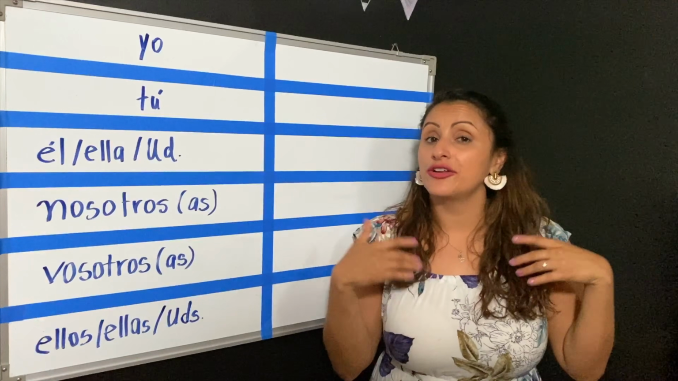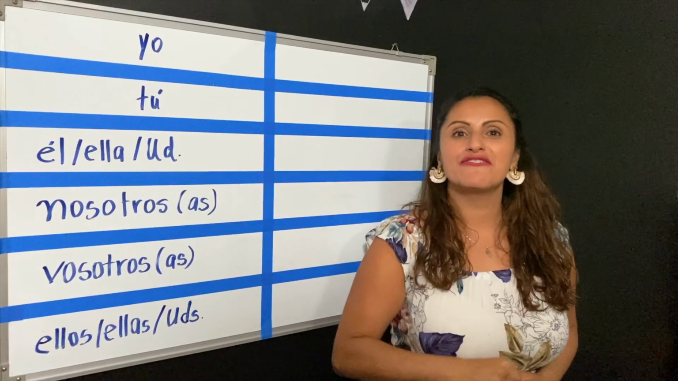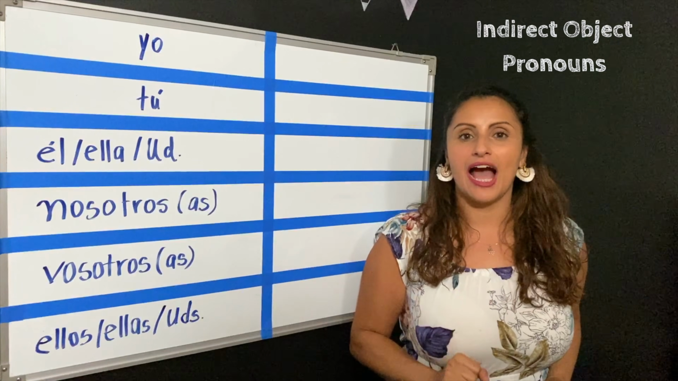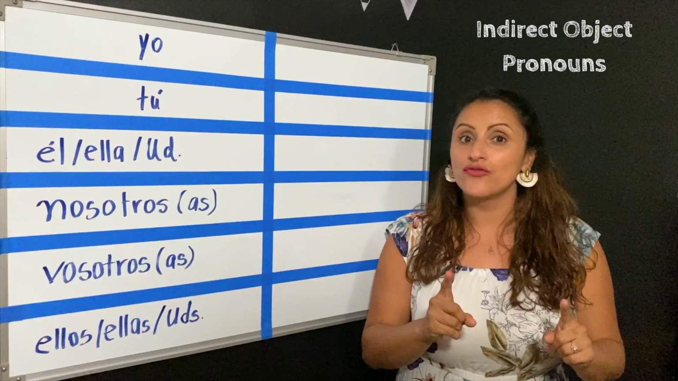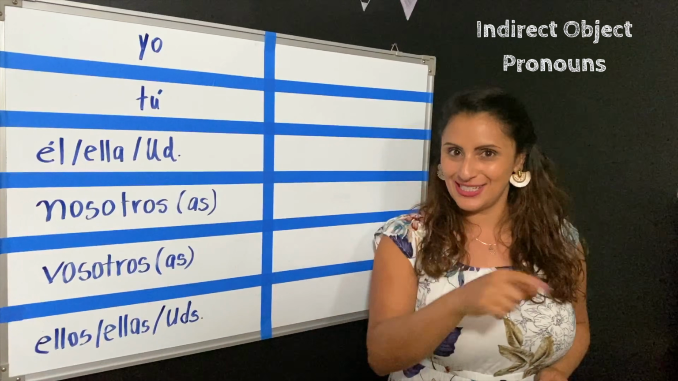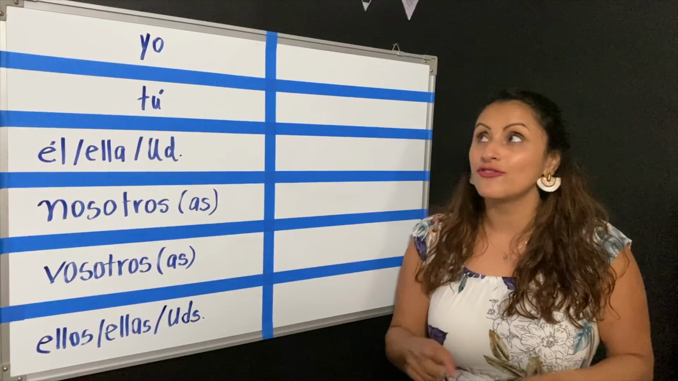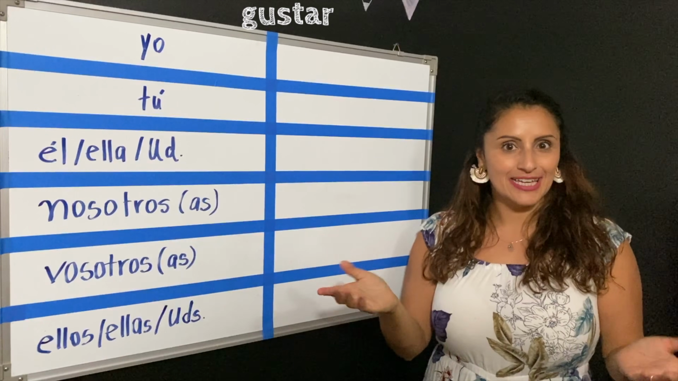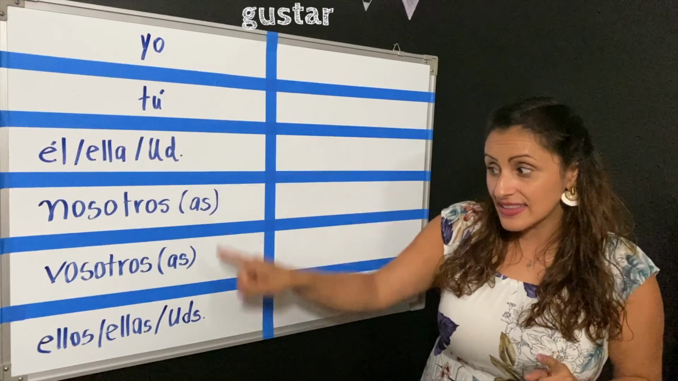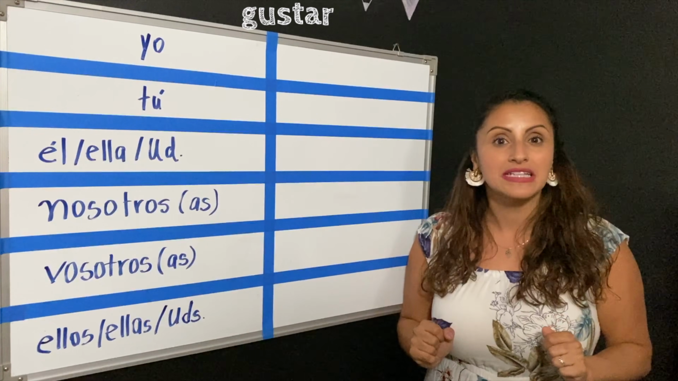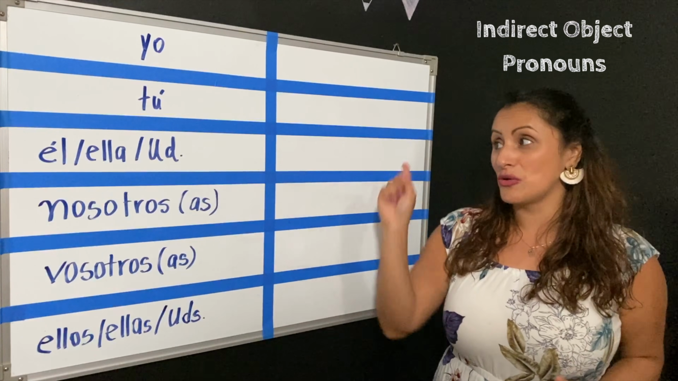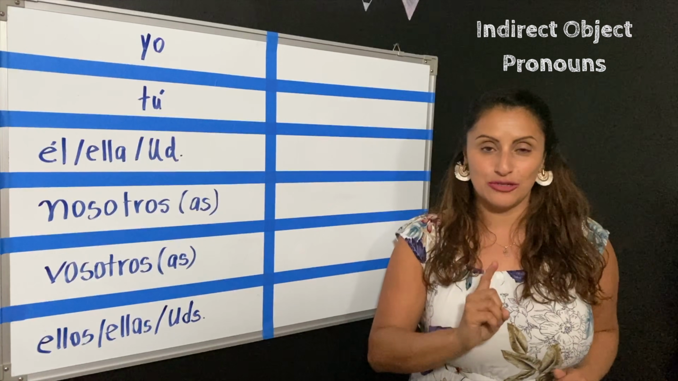So now that you know how to find the indirect object, you probably figured out that we have to learn how to replace it with what we call an indirect object pronoun. So let's go over what are the indirect object pronouns we're going to be using to replace our indirect objects. Remember when we learned the verb gustar, to like, or something is pleasing to me? We use not the subject pronouns, but some a little bit different. Those are the same indirect object pronouns that we are going to use now to replace our indirect object.